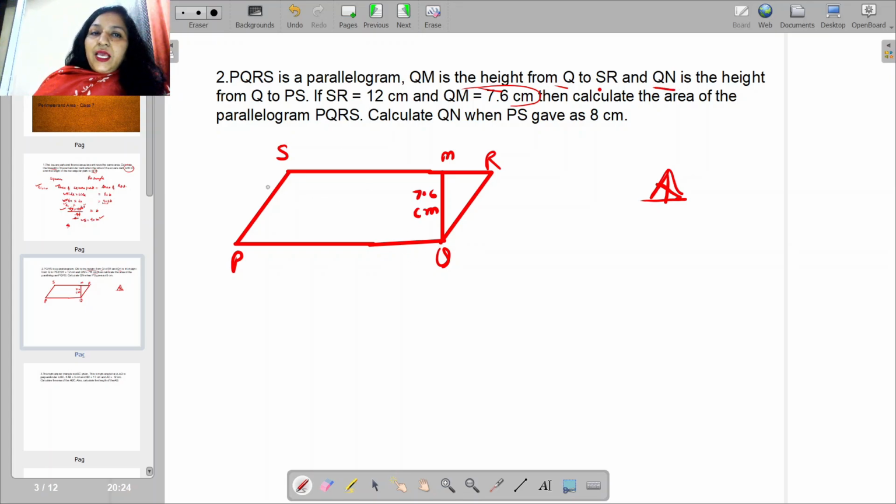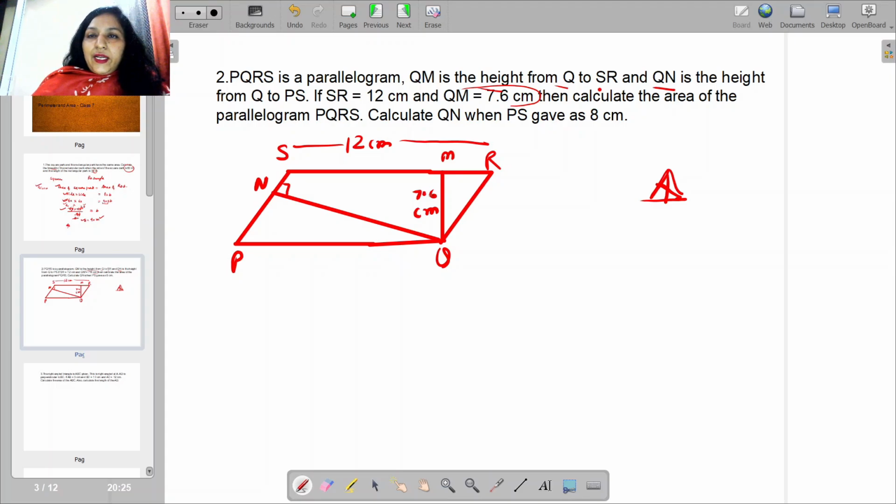अब Q से इस दूसरे वाली साइड PS पर भी एक परपेंडिकुलर जाता है. Let me draw one more perpendicular from Q to PS, and this QN is the height from Q to PS. Now SR is equal to 12 centimeter, that is given to you. ये वाला जो side है, पूरा side of the parallelogram, that is given 12.